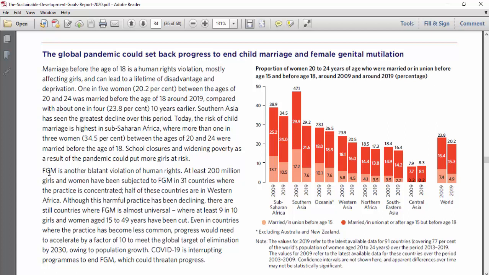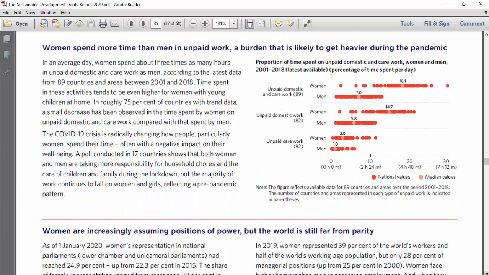Okay, so there's this one. Female genital mutilation is another blatant violation of human rights. At least 200 million girls and women have been subjected to female genital mutilation in 31 countries where the practice is concentrated. Half of these countries are in Western Africa. Okay, so from the way I understand this, there is some tampering, as they have mentioned, which is not right. And I think we are seeing again serious issues in Western Africa. So it's unfortunate. I don't know much about this, guys. Forgive me, but from the way it sounds, it looks very serious. And maybe in your own personal time, you can try to understand what it is.